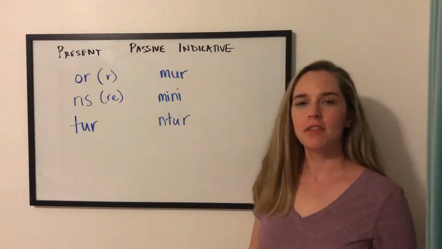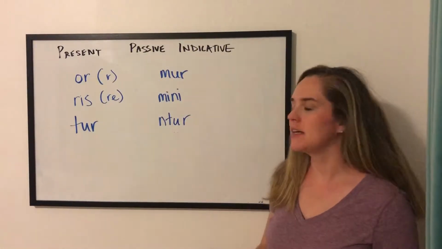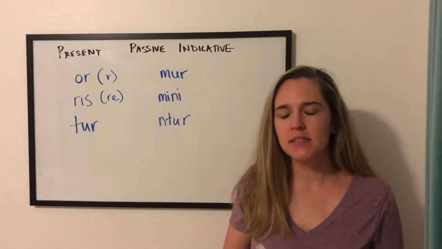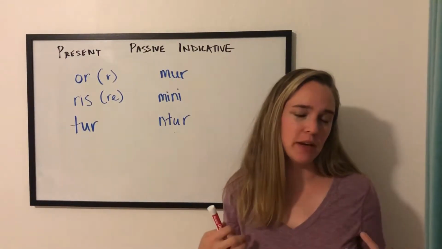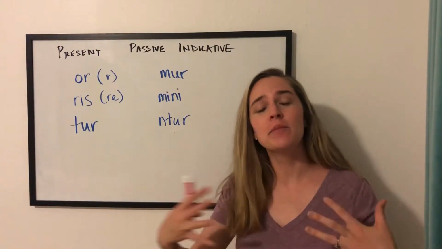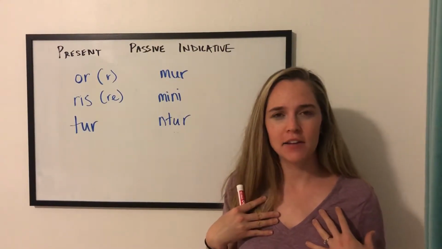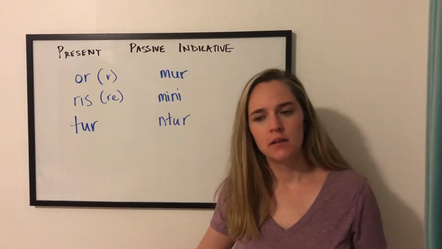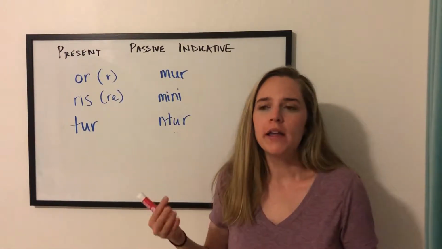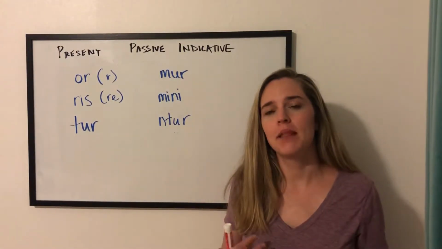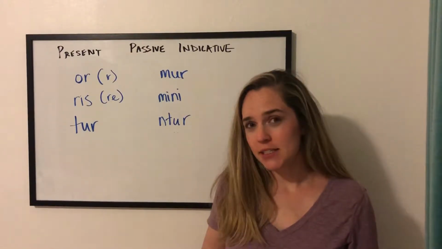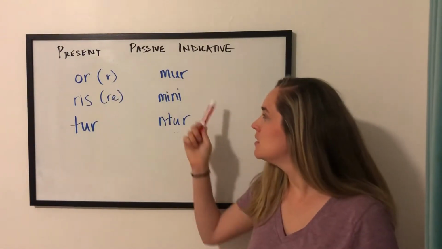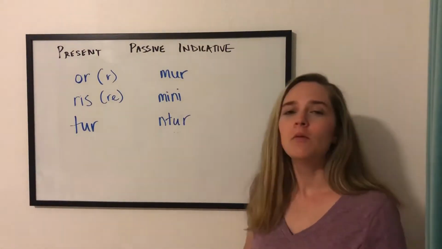On the board here, we have the Latin endings for the present passive indicative. Present passive is when you're in the present tense, but the subject of the verb is having something done to it. For example, I am loved, that's passive. Active would be I love. Passive would be you are loved. Active, you love. Or he, she, or it is taught, that's passive. She teaches is active.